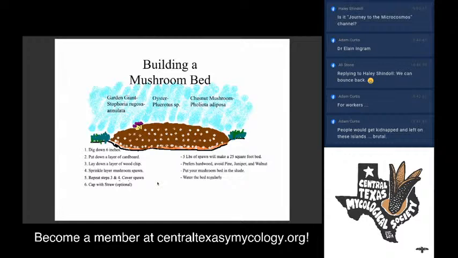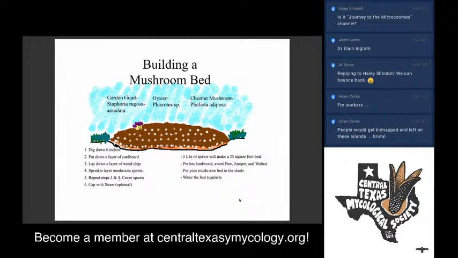Your last layer will be a layer of wood chips, and then you can cover that with an optional layer of straw to help seal in all the moisture and add an extra layer of sun protection. And then just let it do its thing. You can check on it, try not to disturb it too much, but check to make sure the mycelium's growing. You'll see it take over. And when the conditions are right, you'll get a flush of mushrooms.